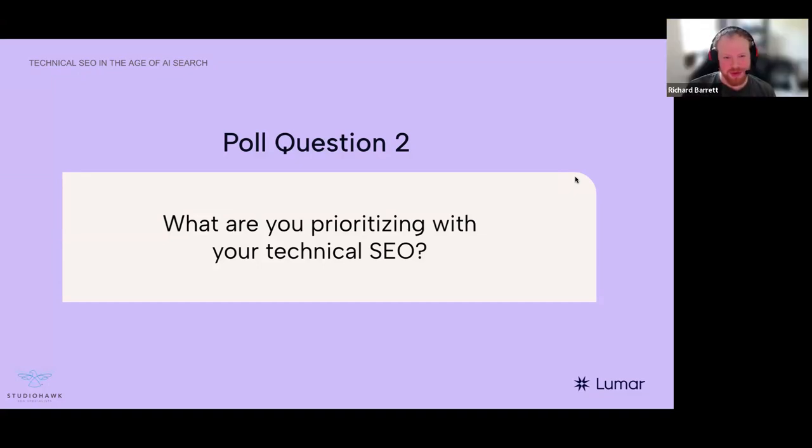And here we go, drum roll. Wow, it's quite well split, to be honest. Very well split. Crawlability and structured data. Crawlability makes sense to me completely. If it's not crawlable, it can't be indexed, can't be found in AI, so nothing else matters. Structured data being so high is quite interesting. That's really good though.